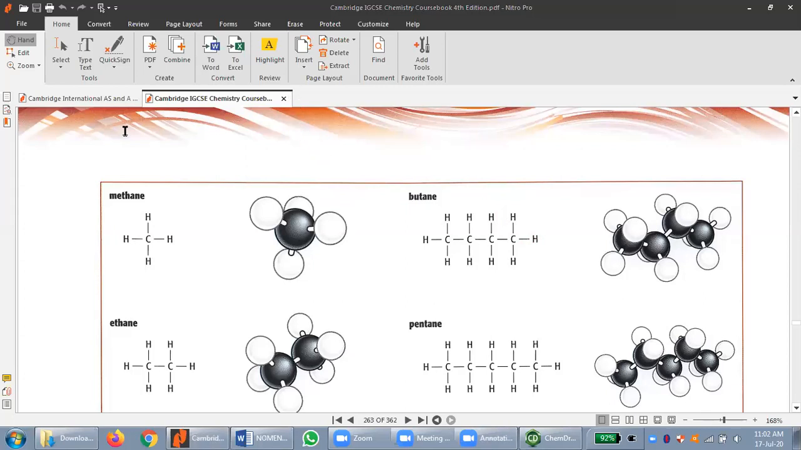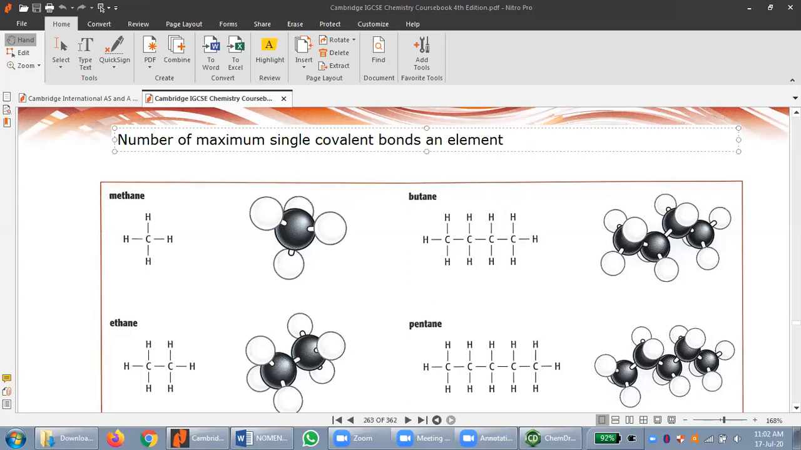As we have forgotten that, what I'm going to do is write the whole thing over here, and you are supposed to copy that into your books. Number of maximum single covalent bonds an element can make. Okay, and for that we have H, F, Cl, Br, and I.